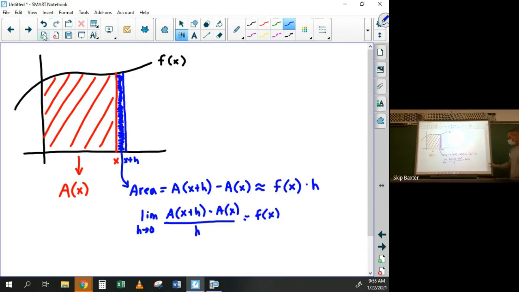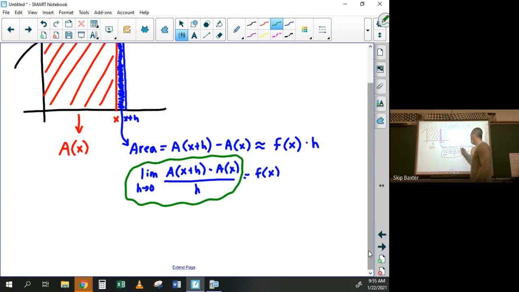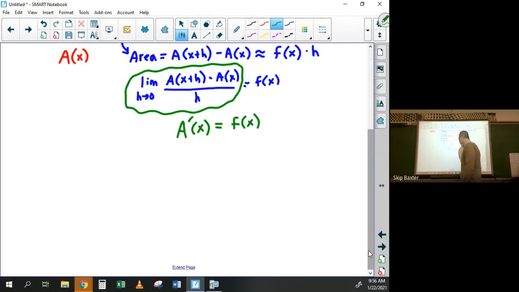All right, so does this look familiar? What is this? This is the limit definition of the derivative. This right here is really A prime of x. So A prime of x equals f of x. Following me so far? So I'm saying the derivative of area is the function. Well, another way of writing that is the area is the integral of the function.